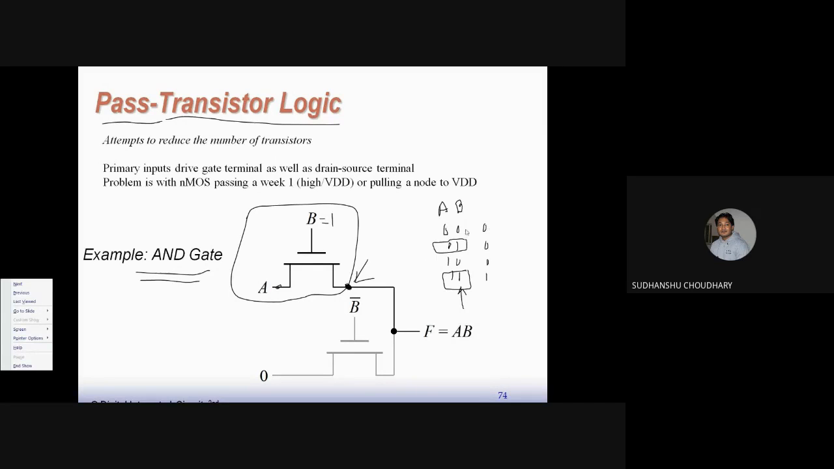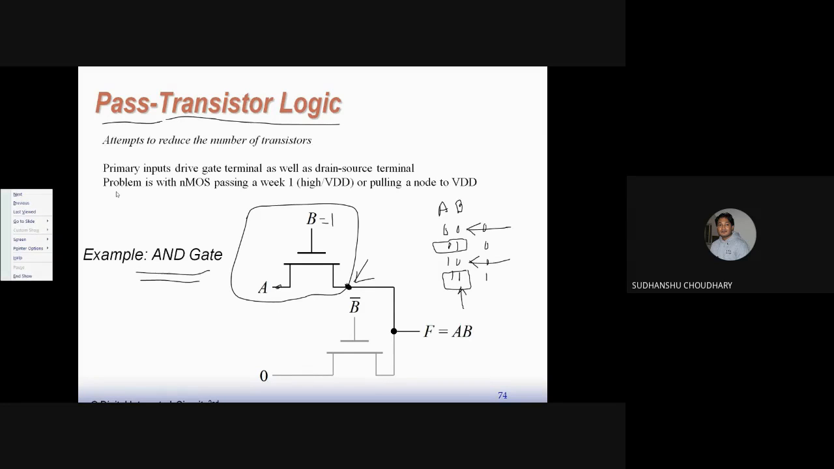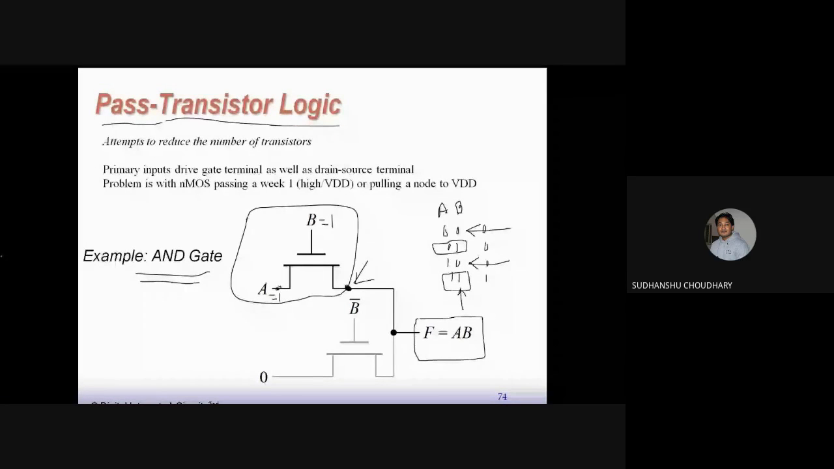Similarly, when B is 0, let us verify these two conditions. When B is 0, this transistor is on, and if you apply a 0 over here, 0 comes over here. Similarly, when B is 0, even if you apply 1 over here, you will still get a 0 here. So that represents the AND gate functionality, which can be implemented using pass transistor logic.